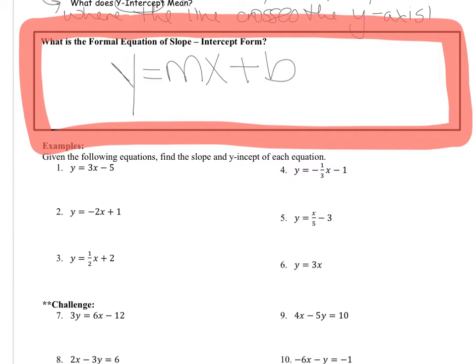Okay? So notice I have 4 letters. I have y, I have m, I have x, and I have b. Out of these 4 variables, which one have I just recently seen? Well, I've seen m. What does m stand for? M stands for slope. Notice m is always attached to x. That's huge. Always next to x. Okay? B is the new variable, and b is actually the y-intercept.